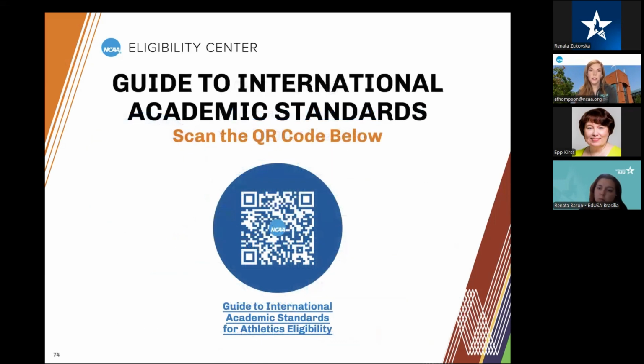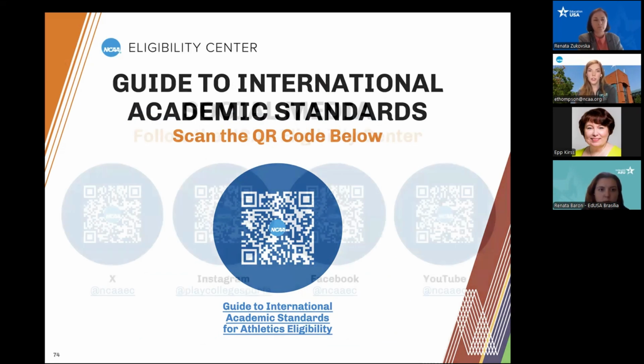And then I also encourage you to use our guide to international academic standards. The QR code is there for you as well. That will help you find information on over 185 different countries. It's growing all the time, but that's where you can find information for each country.